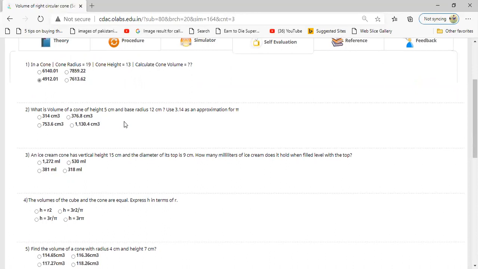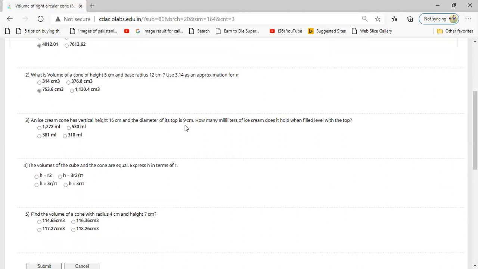The volume of a cone of height 5 centimeter, base 12 centimeter. It is also given in decimal parts. So pi r square h. So 5 into 5, 25 r square. No, radius is 12. So 12 into 12 into 5 into 3.14 divided by 3. So 753.6.